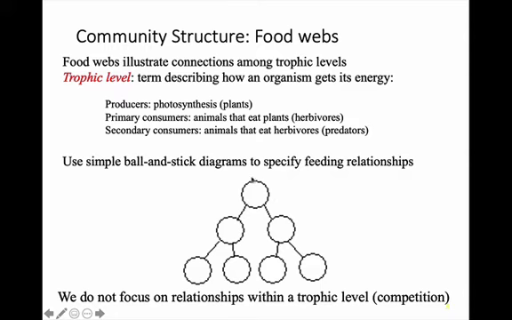And so you can build more and more levels in a food web. You can have tertiary consumers that eat the predators of the predators. There is a limit to how far you can go. So what we typically use food webs for is to enumerate these vertical linkages. Who eats who? We don't typically use them to talk about relationships within a trophic level. That's competition, and we're really not thinking about competition so much when we talk about food webs. But you'll see these ball and stick diagrams repeatedly in this presentation.